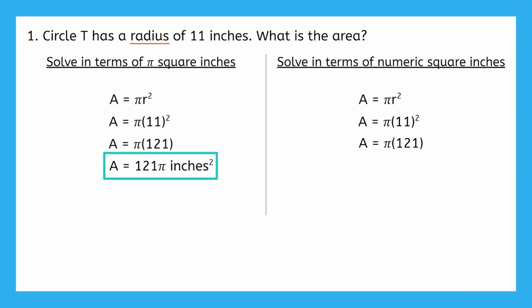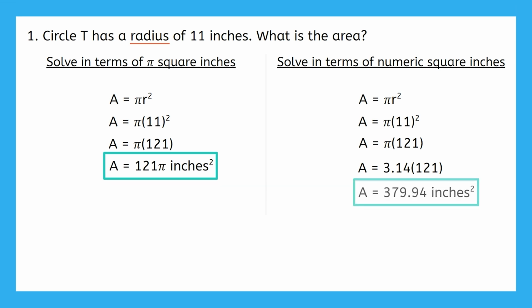We substitute 3.14 in place of the pi symbol, so we have A equals 3.14 times 121. 121 times 3.14 is 379.94 inches squared, the other way to write our answer. So 121 pi and 379.94 are equivalent answers.